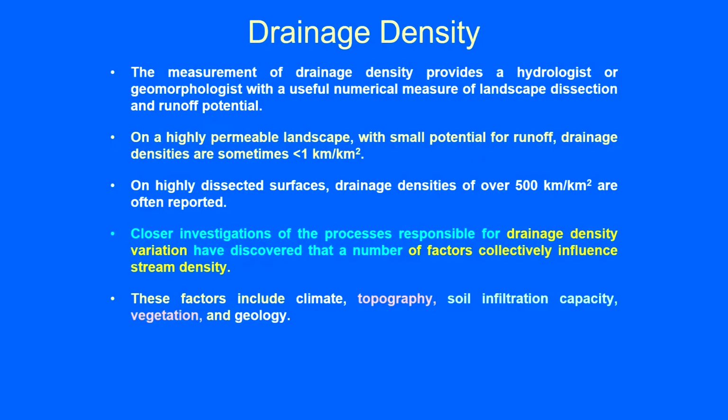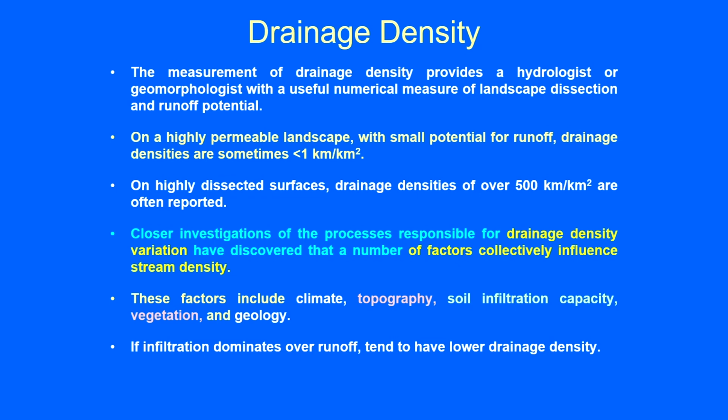If the material is porous, you will not be able to see much of the drainage developed in that area. But if it is less porous, or you can say the permeability is very low, then you will be able to see that the drainage is more over there. Vegetation also plays an important role, and of course, what we are talking about in total is the geology or the lithology of the area.